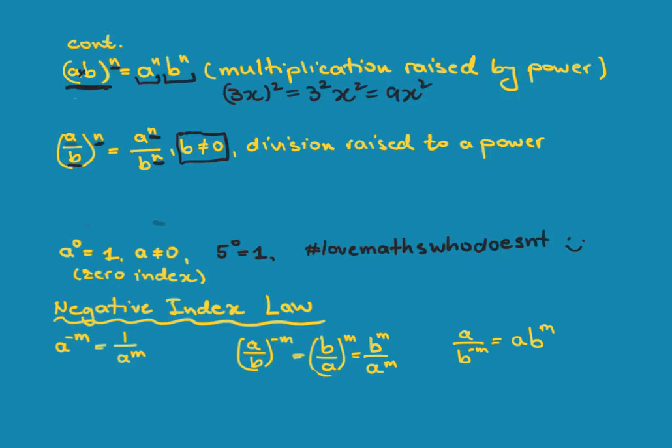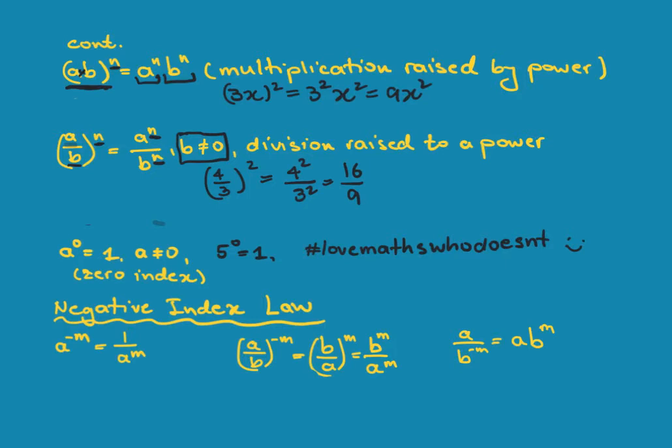So let's have a look at an example. 4 divided by 3, to the power of 2, is equal to: every single member inside the brackets needs to be to the power of 2. And this one is going to be 16 over 9.